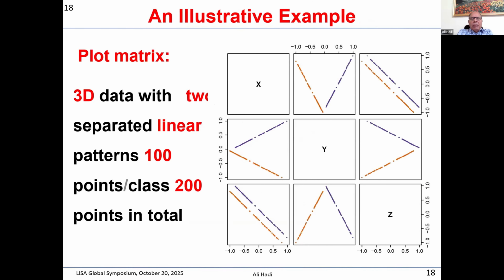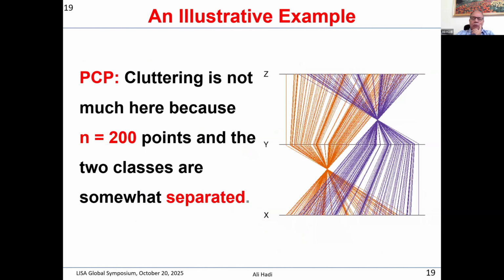Suppose that we have a 3-dimensional data set, and the data set has 2 clusters between x and y. If you look at x and y, you can see one cluster is negatively correlated, and in the other cluster, y and x are positively correlated. Here they both are negatively correlated, and here the opposite. This is what we call the plot matrix here. We have only 3 variables, and also we have 200 points in each. It's not many.